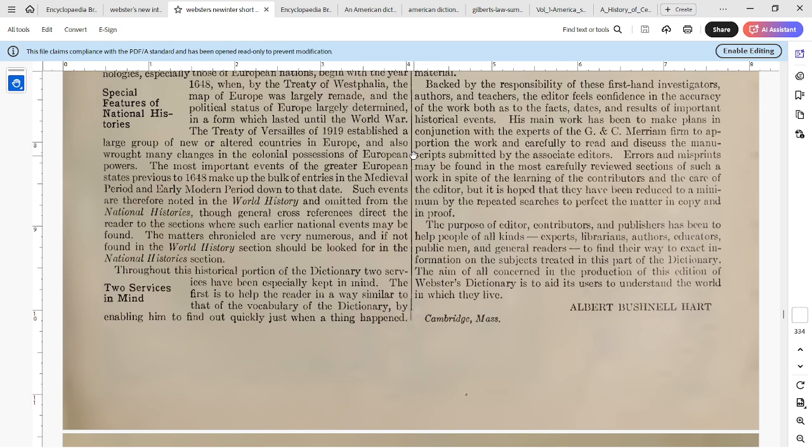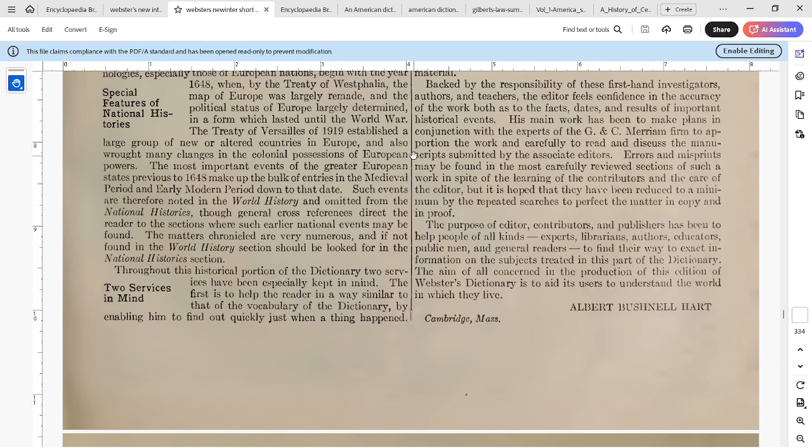Such events are therefore noted in the world history and omitted from the national histories. Though general cross-references direct the reader to the sections where such earlier national events may be found, the matters chronicled are very numerous, and if not found in the world history section, should be looked for in the national history section. Two services in mind.